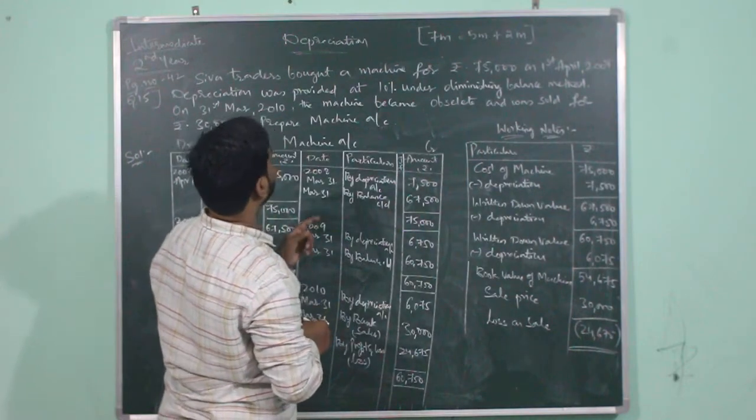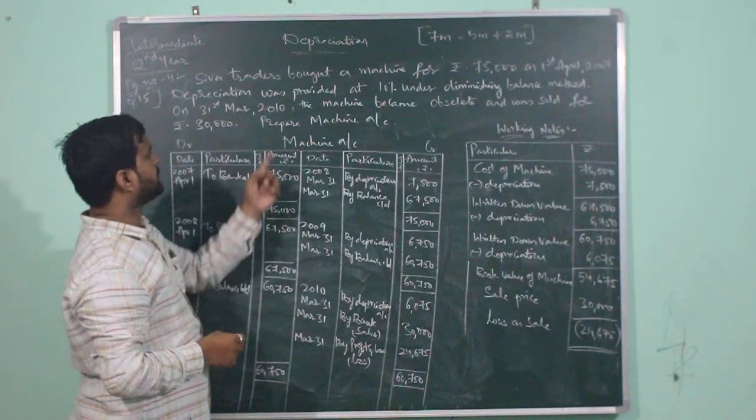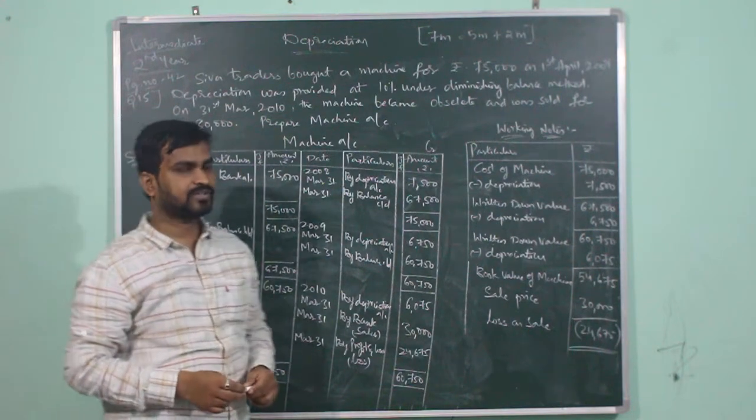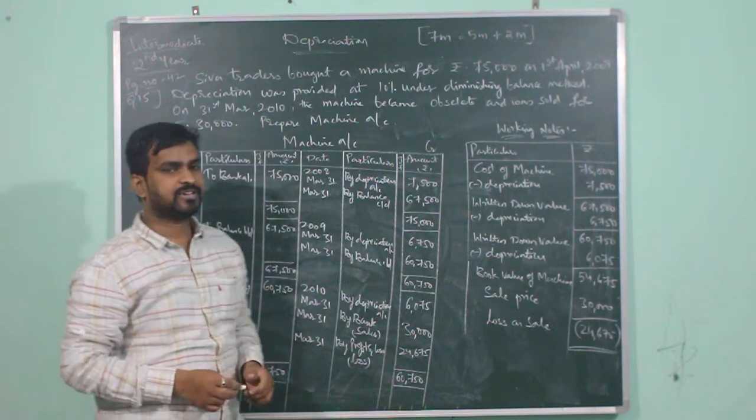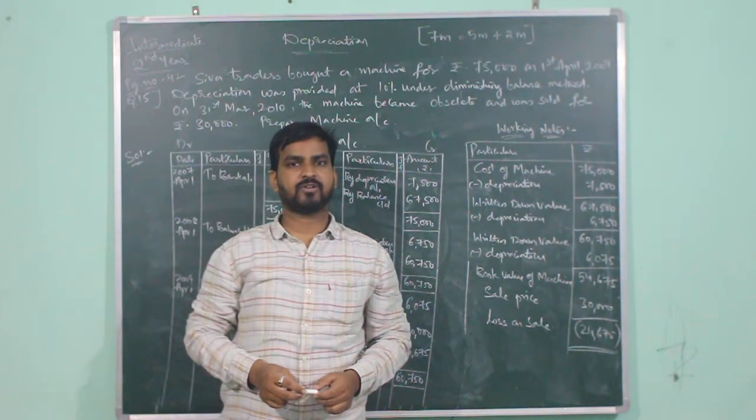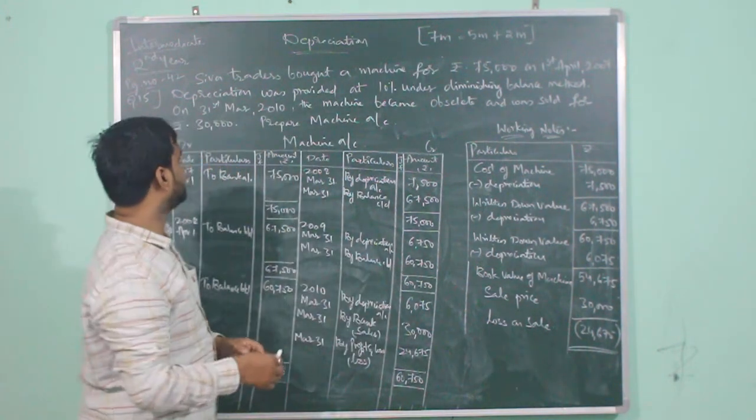So they have purchased a machine in the year 2007, and in the year 2010 they are selling the machine for rupees 30,000, and depreciation is provided at the rate 10% under diminishing balance method. We are required to prepare machine account. So here is the solution.